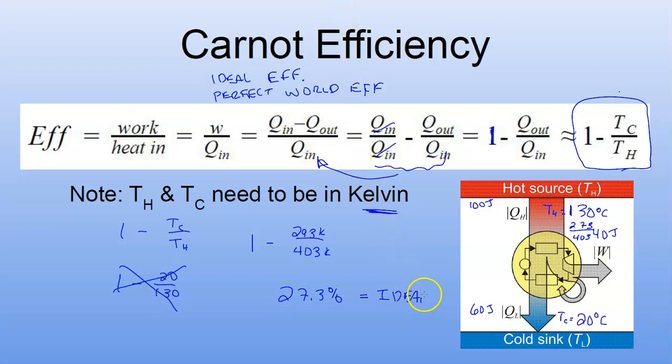If somebody steps up to you and says, hey, I got an engine that will operate between 130 and 20 degrees, and I get 37%, 50%, you can look at them and tell them they're a liar, because that's not possible. This is the best you could ever get out of that. All right. So that's pretty easy to do right there. Don't forget about the Kelvin part, though. That's the trick.